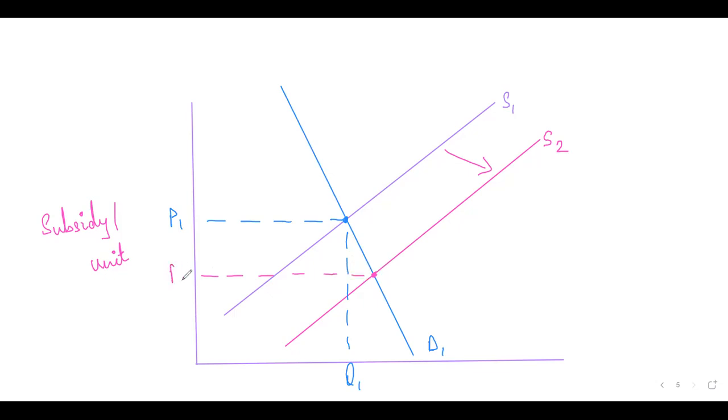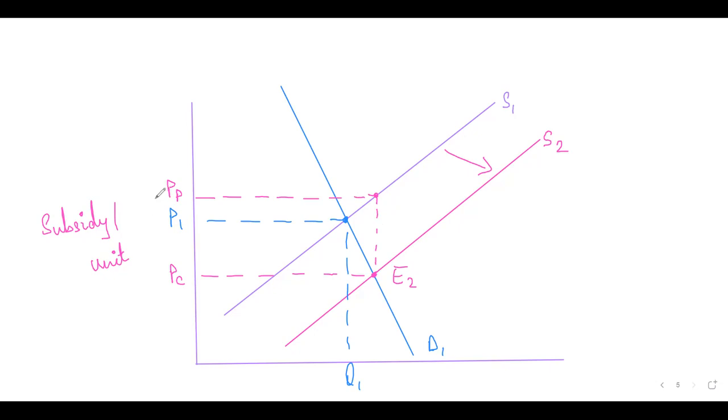This is the price that consumers pay, right? Now, from this new equilibrium point, you take a line straight up to the old supply curve, just like we were doing in indirect taxes. You take it vertically up, see where it cuts the old supply curve, and then connect it to the y-axis and label it as PP, the price that producers will receive.